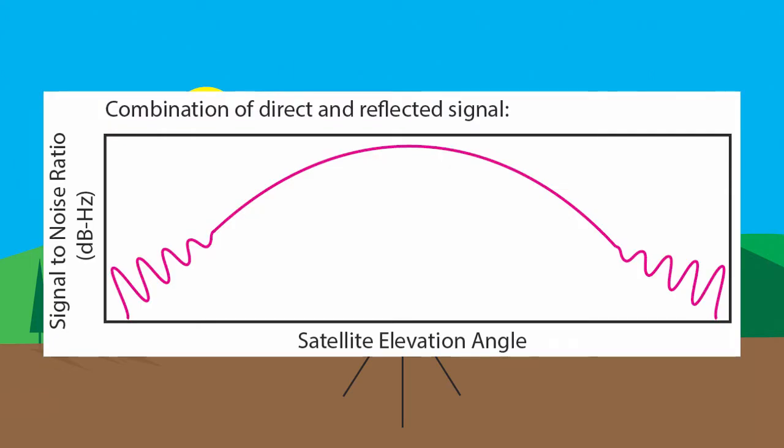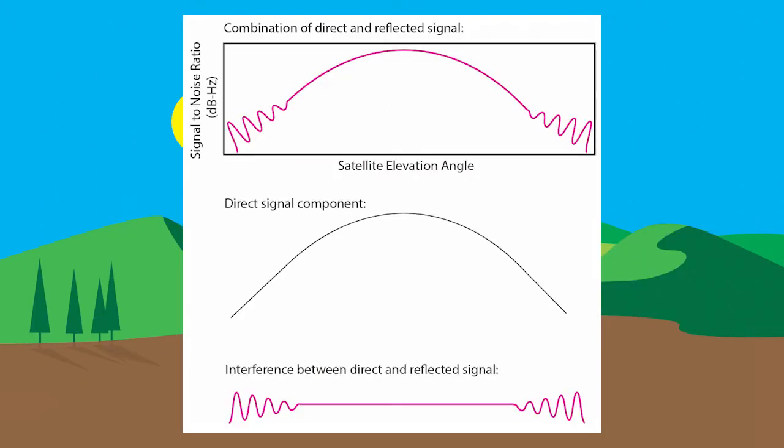Let's go back to the conceptual time series of signal-to-noise ratio data that I showed earlier. This time series, which I'm showing as a function of the satellite elevation angle, is a combination of both the direct signal and the interference between the direct and reflected signals. The direct signal component can be approximated as what I have drawn in the middle panel, kind of a parabolic arc. It's going to make things a lot simpler if we remove the direct signal from our signal-to-noise ratio data, and if we subtract it out, we're left with what I've shown in the bottom panel, just the interference between the direct and reflected signals.